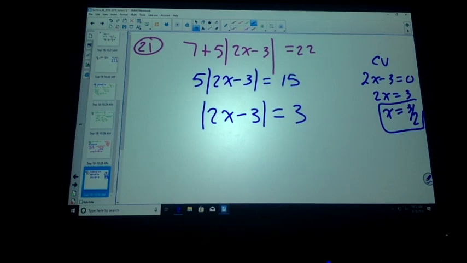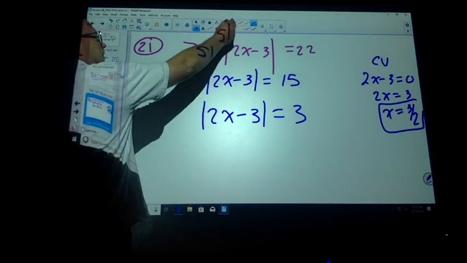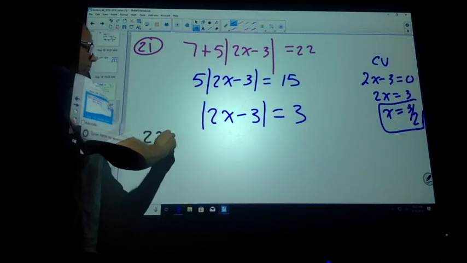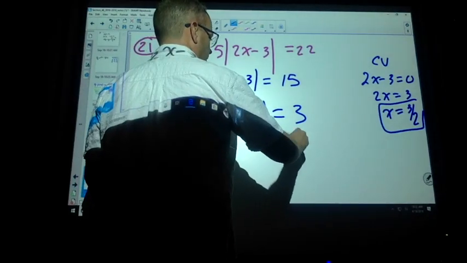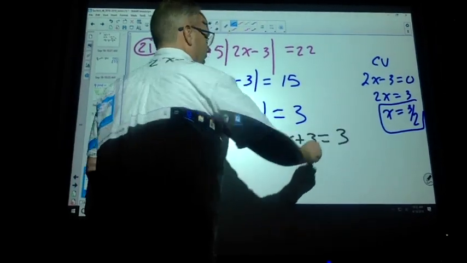Go to 27. I'm not done with this one yet, but thanks for paying attention. What? I'm thinking of it. Okay. 27. First equation. No, the 20s. I was just kidding.